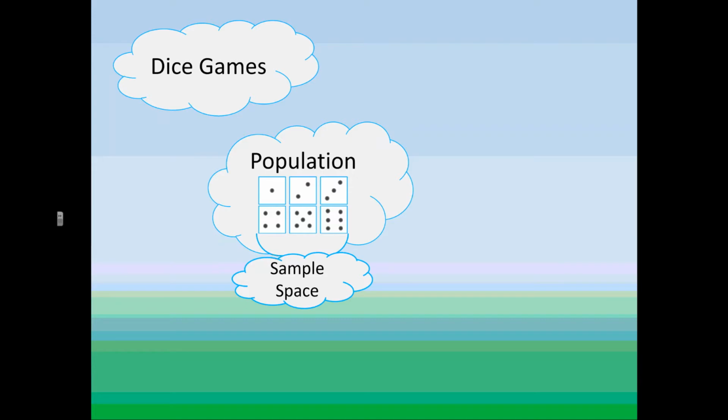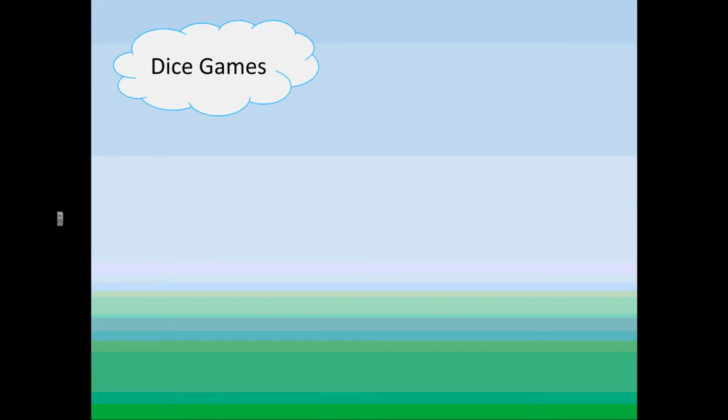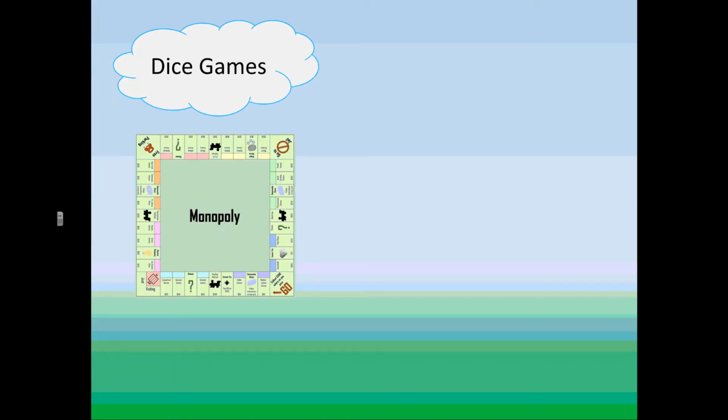When we randomly roll the die, we randomly choose a sample from that population. And that sample could be a 1, it could be a 5, it could be any of those 6. That's why we call it a sample space. So let's talk about dice games, because most of the time, like in Monopoly, we're not rolling 1 die, we're rolling 2. So let's talk about rolling 2 dice before we talk about pulling 2 cards.